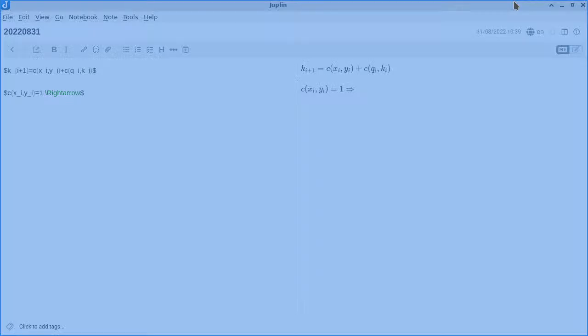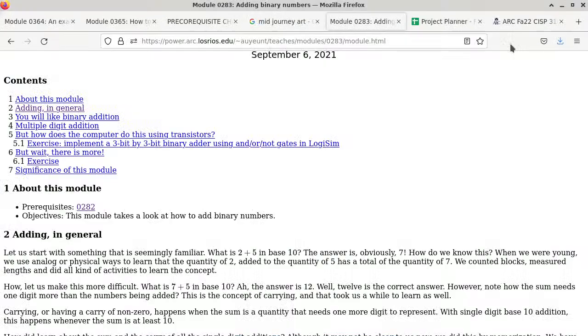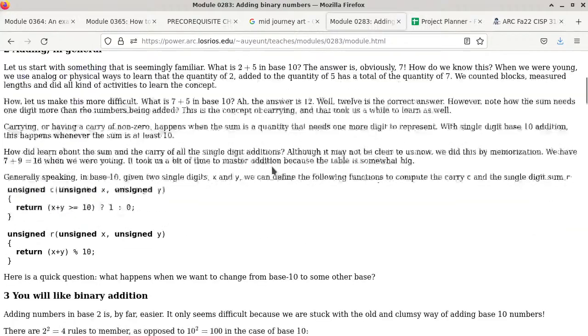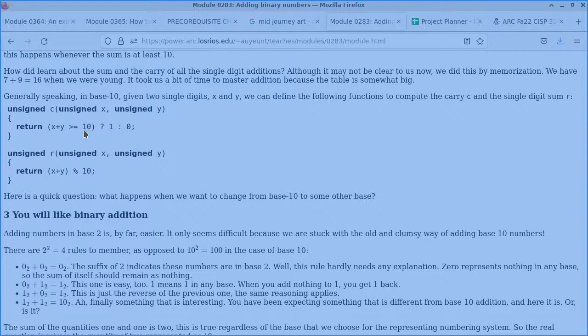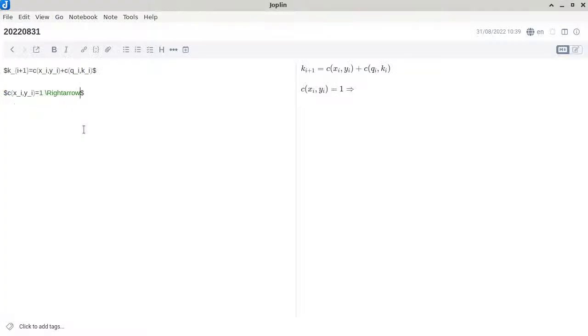Going back to the notes, the carry functions were defined here. You can see how the carry function is just returning whether the sum of x and y is greater than or equal to 10. So now when we go back to the notes here, we can say, okay, if it is a 1, that means xi plus yi is greater than or equal to 10, or whatever base we choose to use, but in this case, it's base 10.